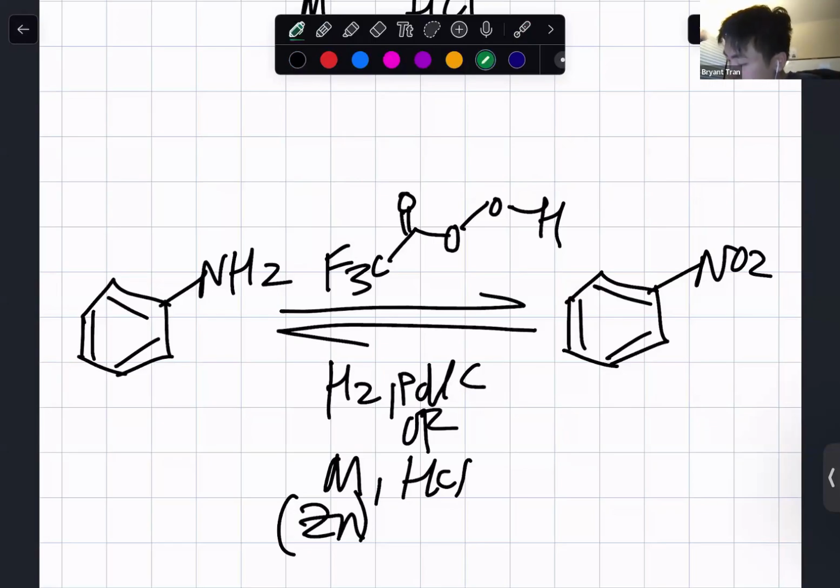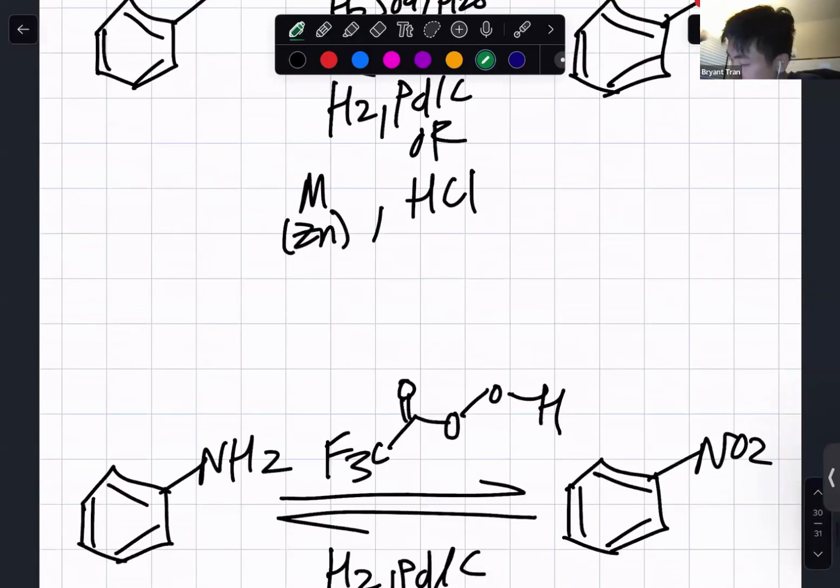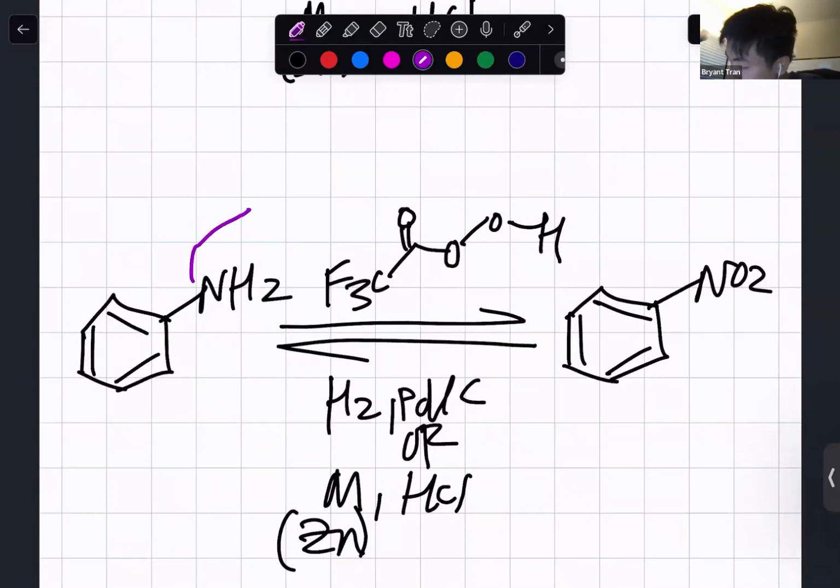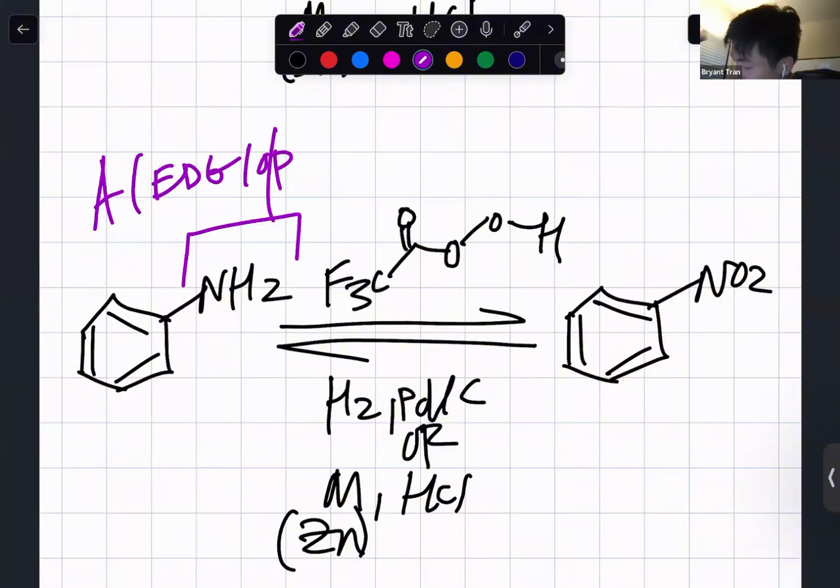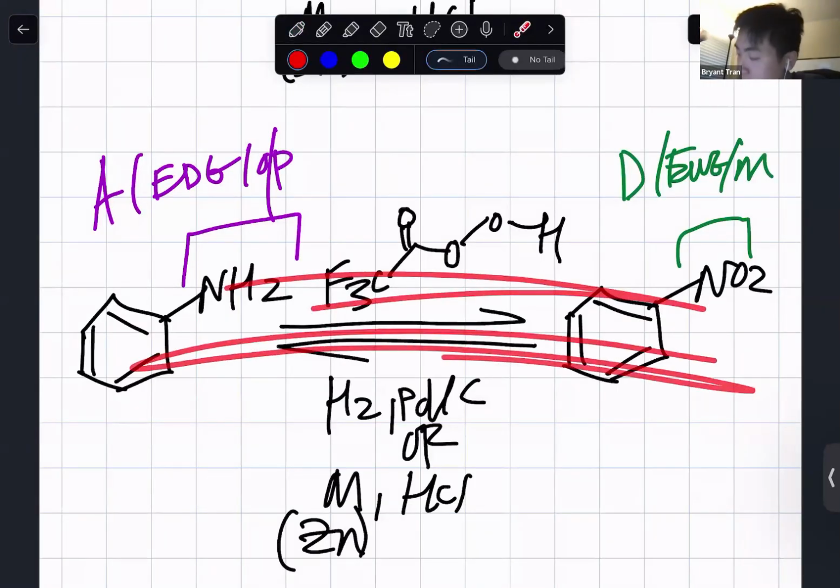Because we know that this is an activator, EDG, ortho-para director. Now we know this is a deactivator, EWG, and because it's not a halogen, not an exception, it is a meta director. And we could go back and forth there for synthesis.